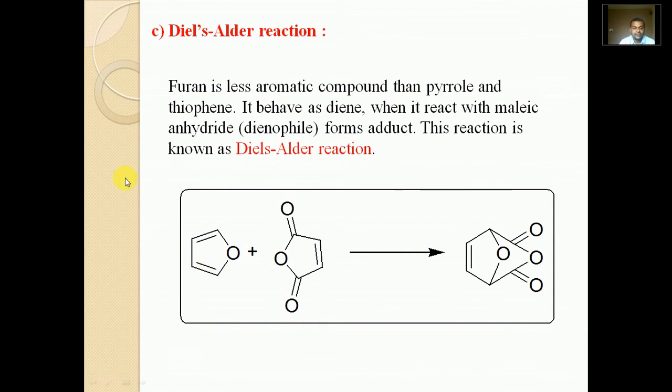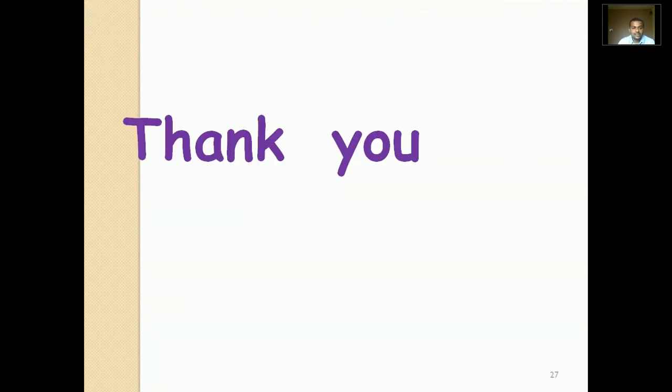For example, when furan reacts with the dienophile maleic anhydride, it undergoes a simple addition reaction to form this adduct product, and the reaction is called the Diels-Alder reaction. This is all about the electrophilic substitution reactions, reduction and Diels-Alder reaction of furan. Thank you.